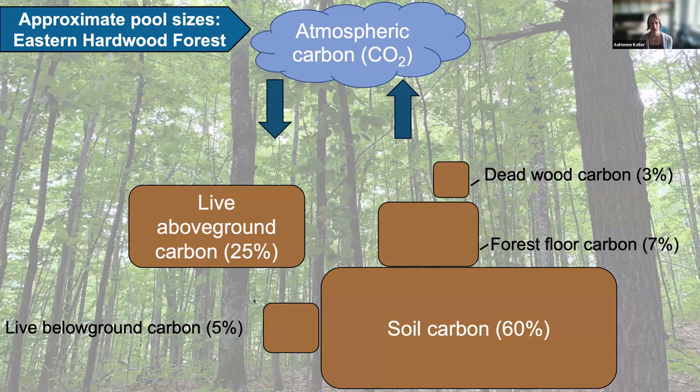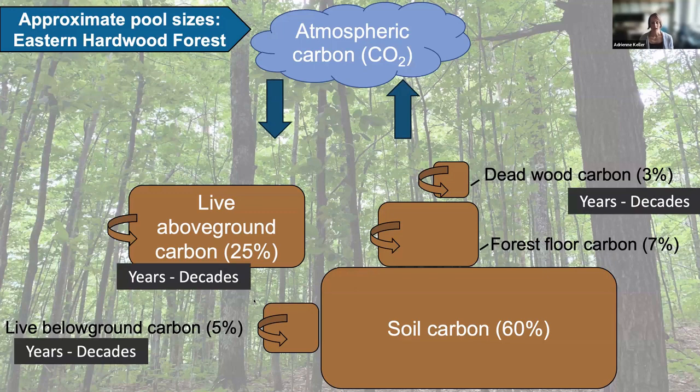And so in this case, your soil carbon pool is the largest of these different pools, and your live aboveground pool is second largest. And so it's important to consider, number one, the relative size of these different carbon pools, and then also how quickly carbon moves into and out of these pools, or what you might call their mean residence time.